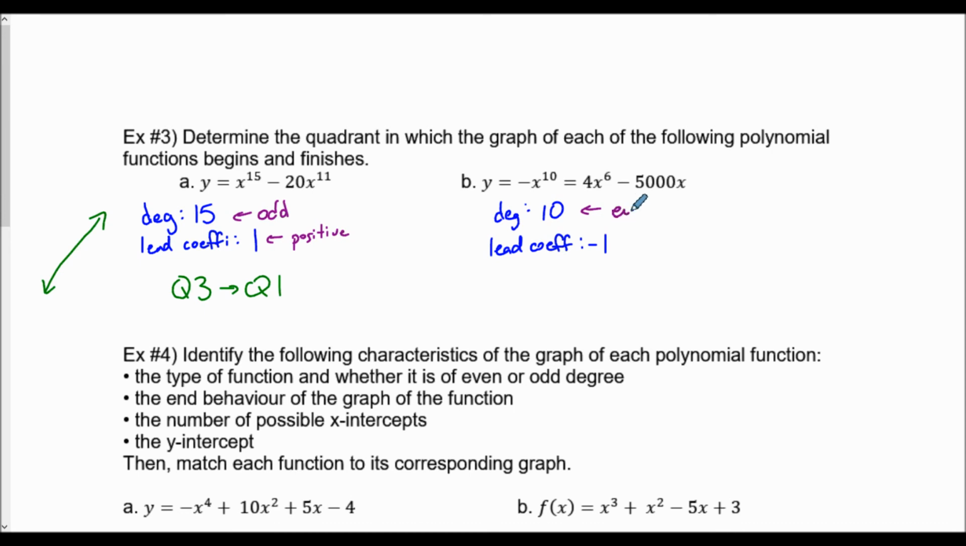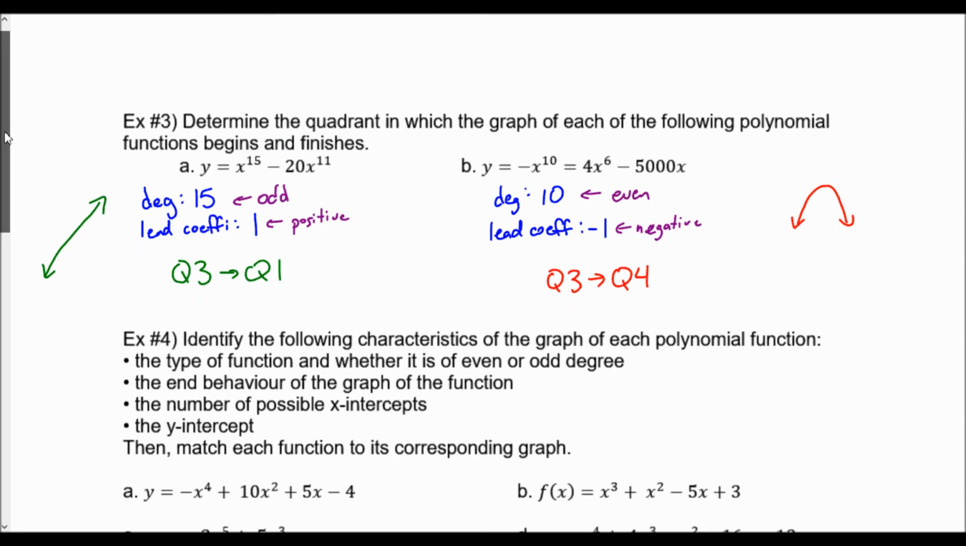We care that this degree is an even number, the leading coefficient is negative. If you have an even negative, that means you're dealing with a parabola that ends down, which means our end behavior is quadrant 3 to quadrant 4. And that's how you can deal with the characteristics of the equation to find out end behaviors of polynomial functions.